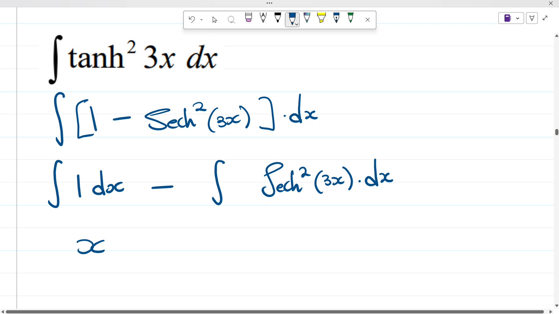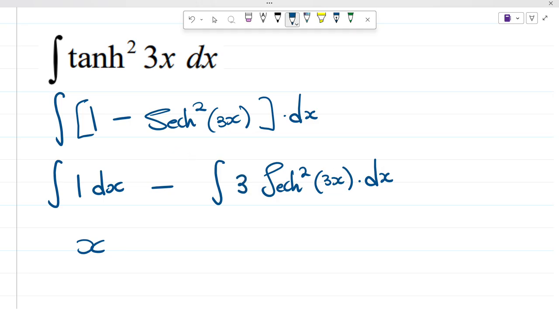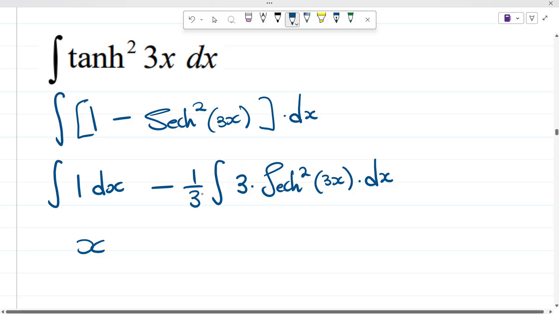So, let's analyze this one. Before we integrate this, we need to first make sure that we have the derivative of the argument. The argument is 3x. When we differentiate 3x, what do we get? We get 3. But I didn't have this 3, so I need to cancel it out by multiplying by 1 over 3, so that the 3 and 3 cancel out.